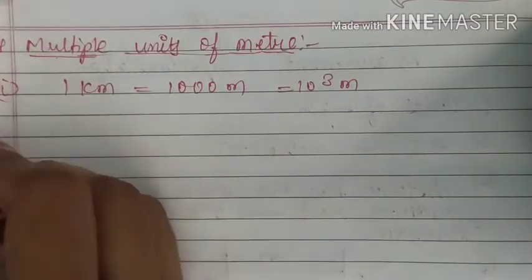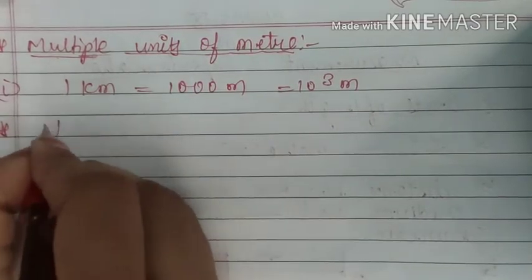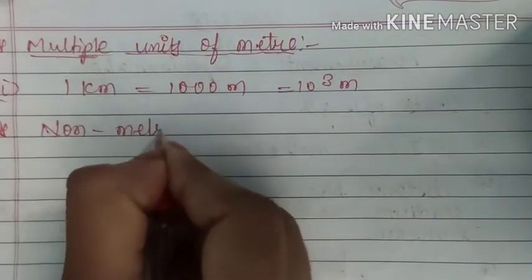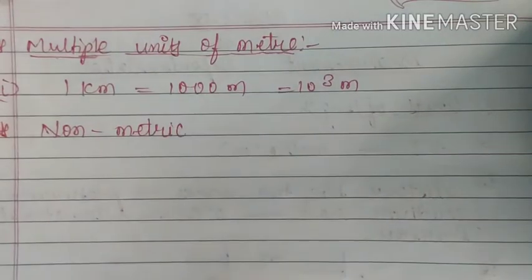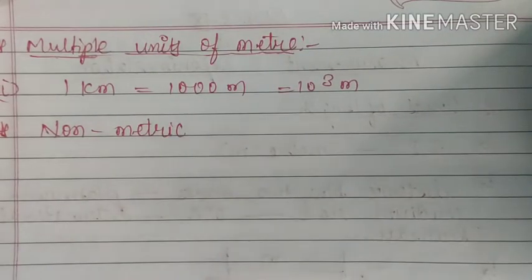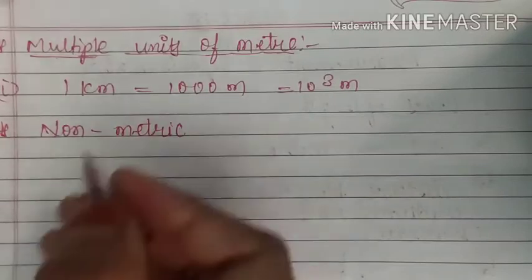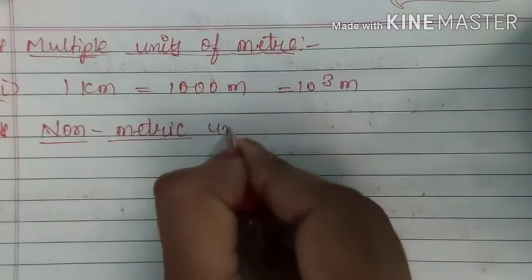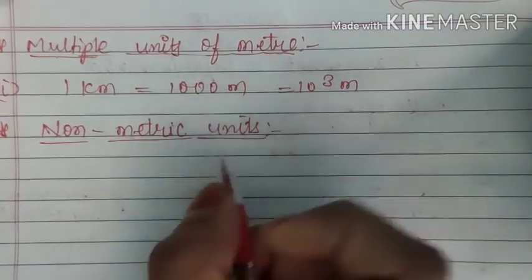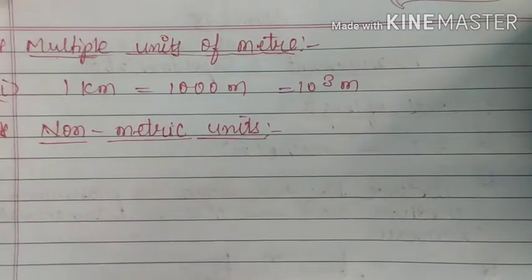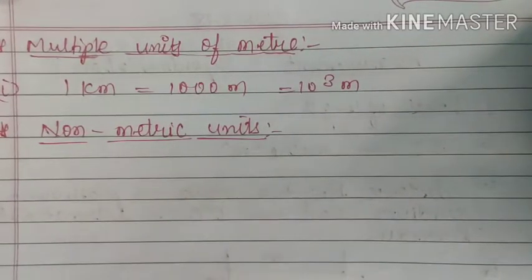Now some non-metric units, that means units of length only, but non-metric. Non-metric means they do not depend on meter for their derivation. However, we will learn their relation with meter because our SI unit is meter. So we have to learn a relation between them, but technically, from their definition and to find them, we do not need meter. So they are known as non-metric units. These are some larger units, because we are learning multiple units only, but they are independent of meter.